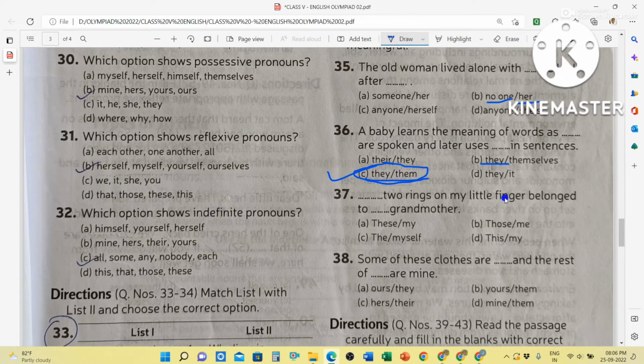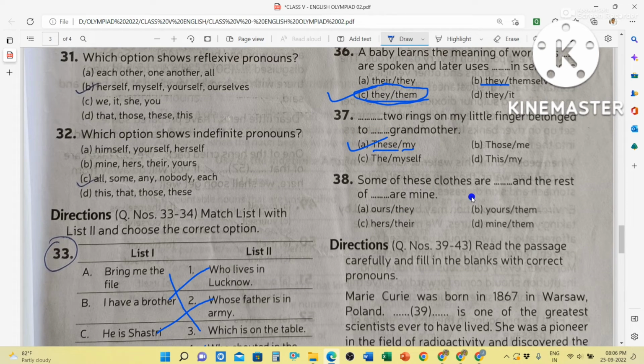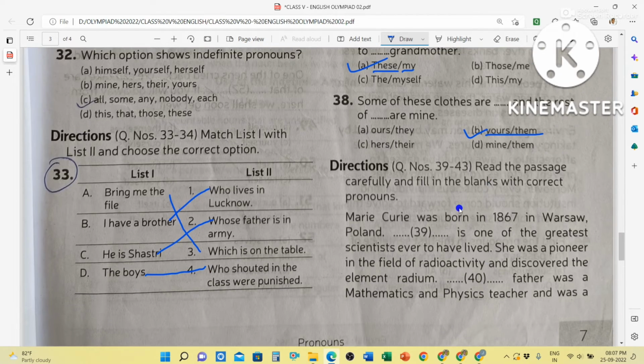These two rings on my little finger belong to my grandmother. So option A. Some of these clothes are yours and the rest of them are mine. So option B. Then read the passage carefully and fill in the blanks with correct pronouns. Marie Curie was born in 1867 in Warsaw, Poland.